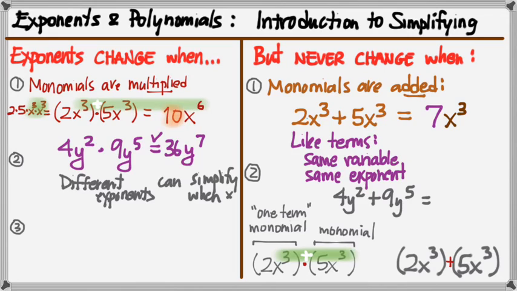So if they're like terms, we can combine them by adding their coefficients. But if they're not, then we have to leave them just the way we find them. There's nothing we can do to add or subtract terms that are not like terms and make them any simpler.